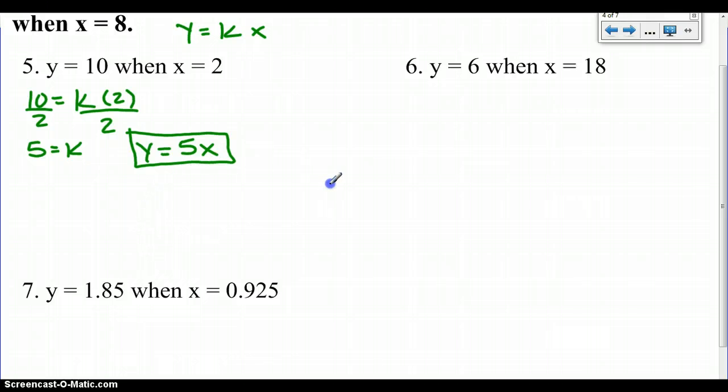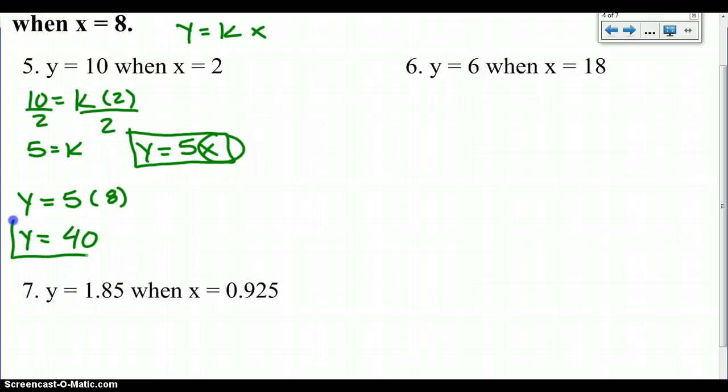And then if you look at the directions, it says then find the value of y when x is 8. So let's just plug in 8 for x. So 5 times 8. I'm just plugging in an 8 right here. So what's 5 times 8? Hopefully you know it is 40. So y would equal 40 when x is 8.